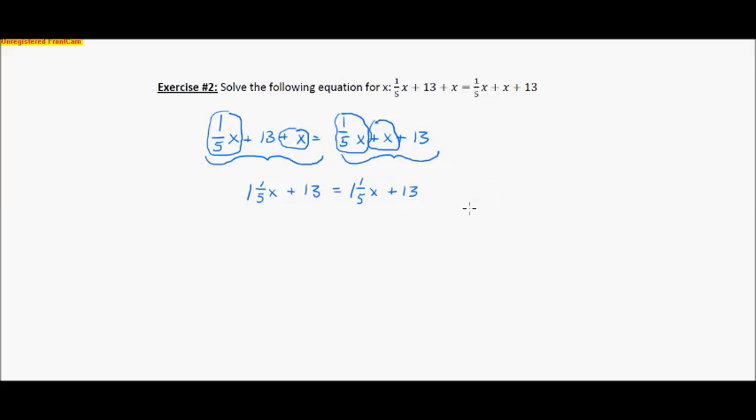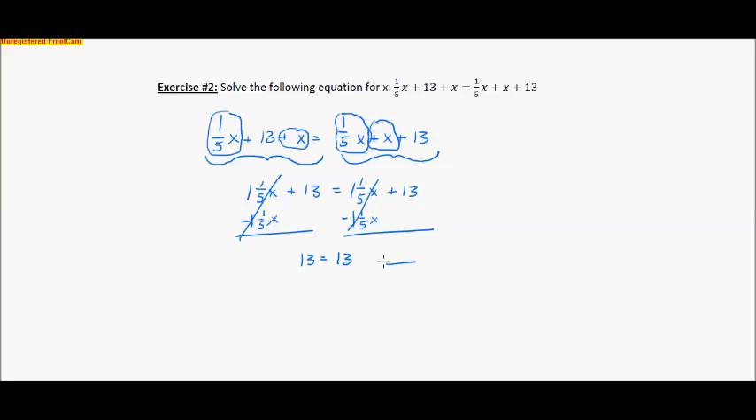We combine like terms, and now we need to get our x's all to one side. So really, those are the same x's, so I'm just going to subtract 1 and 1/5 x from both sides of the equation. Well, this side cancels to 0, so I get 13. This side cancels to 0, so I get 13, and well, that's odd. I get rid of the x's. Alright, and that happens sometimes in equations.